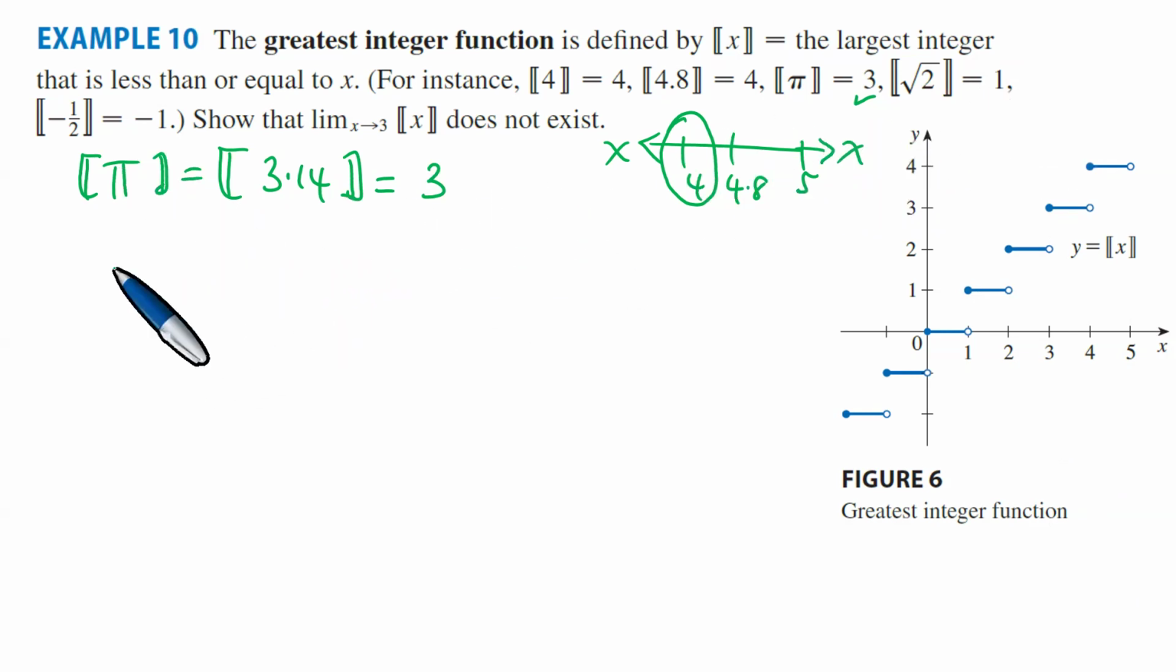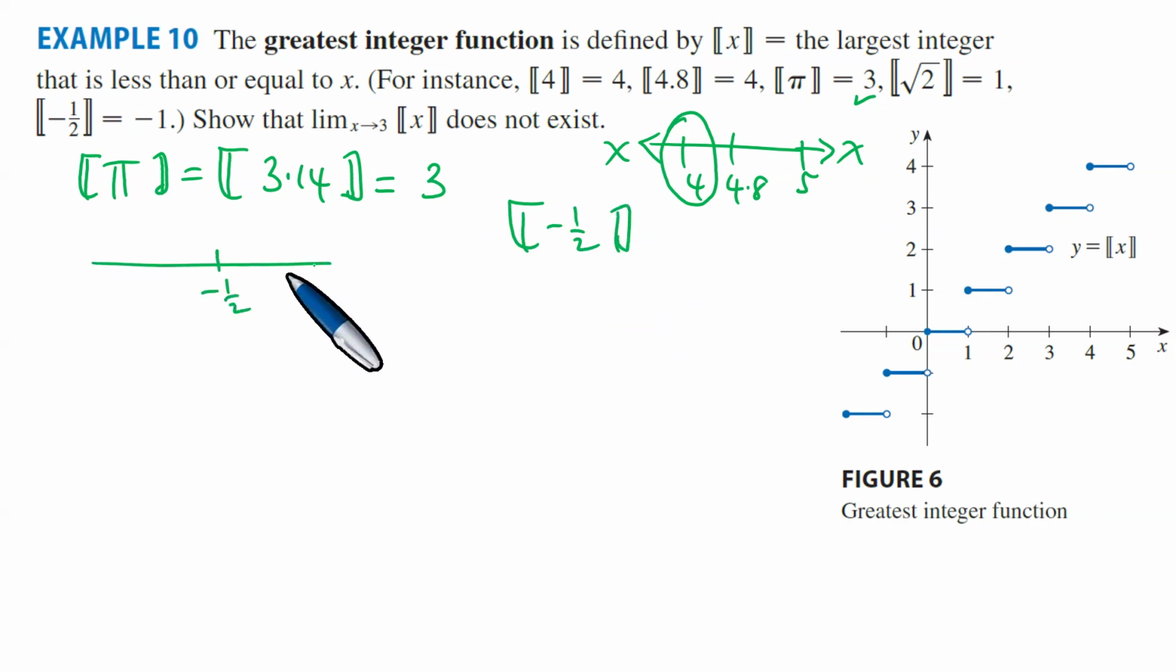Okay, good. Let us look at a negative number, like -1/2. What is the integer that is less than or equal to -1/2? It is exactly -1, because you have 0 here and -1 there. So the integer less than or equal to -1/2 is -1, the greatest one that is smaller than -1/2.